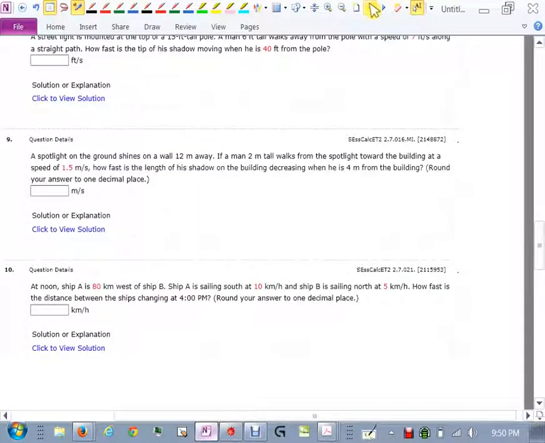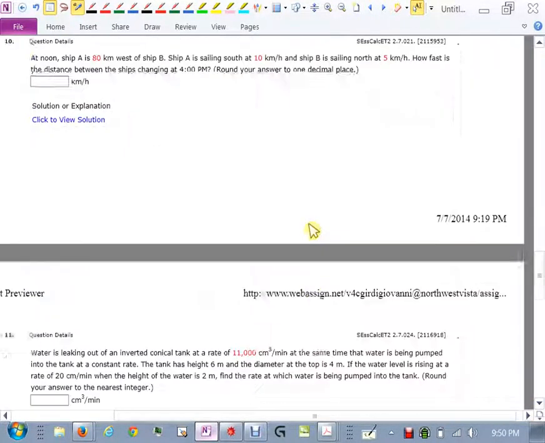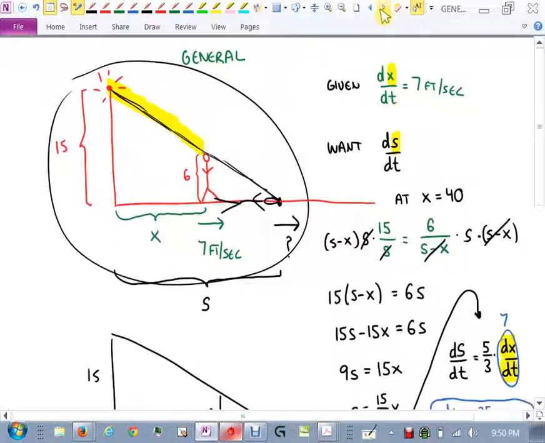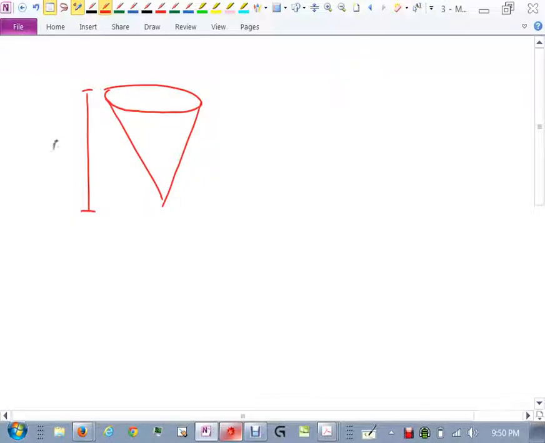An inverted conical tank. The height of the tank is fixed at 6 meters, and the diameter of the top is 4.